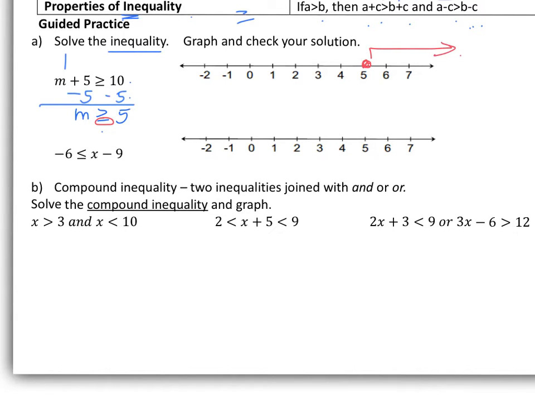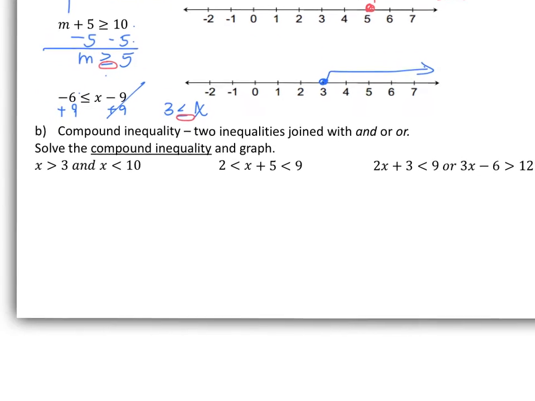And the same holds true for the next problem. I need to add 9 to both sides. Cancel out -9 and +9. -6 plus 9 would give me +3. And that would be less than or equal to x. Now this also includes 3 because this is a less than or equal to inequality symbol. So I'm going to put a solid dot on 3 and draw an arrow to the right.